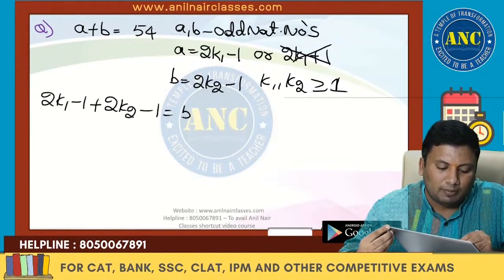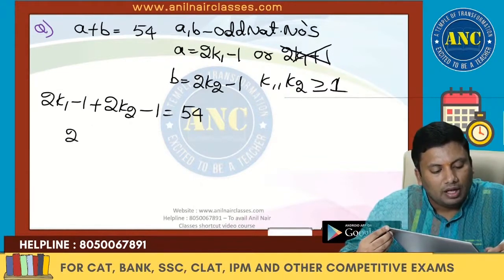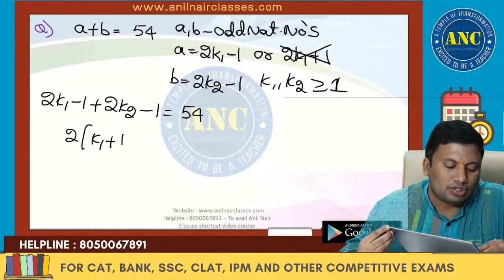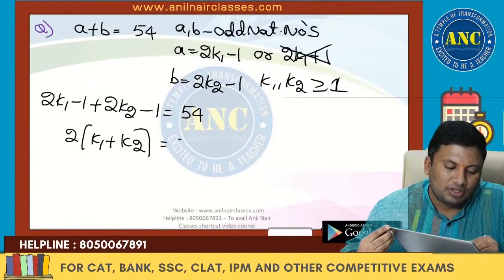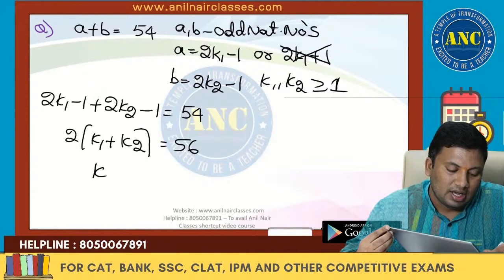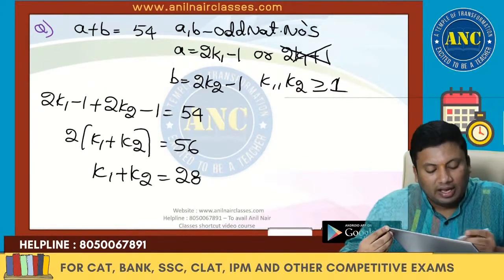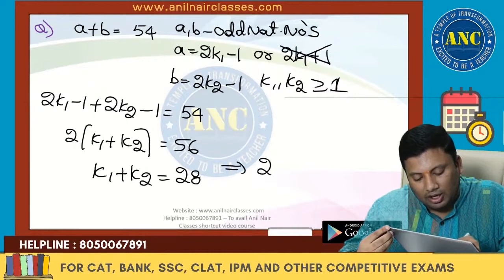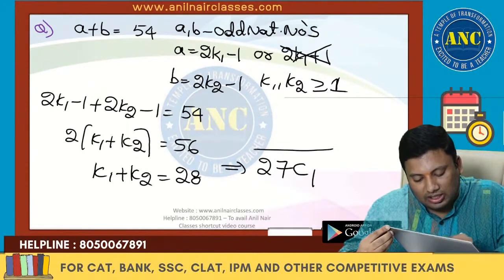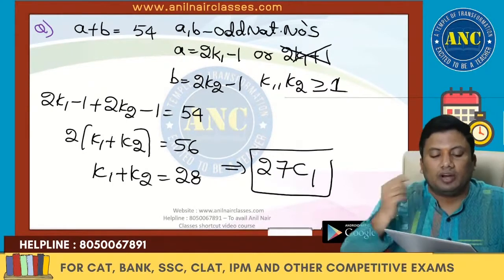It is nothing but 54. These are nothing but 2 into k1 plus k2, which is nothing but 56. k1 plus k2 is nothing but 28. If variables are starting with 1, the answer is 27c1. Easily you will get the answer.